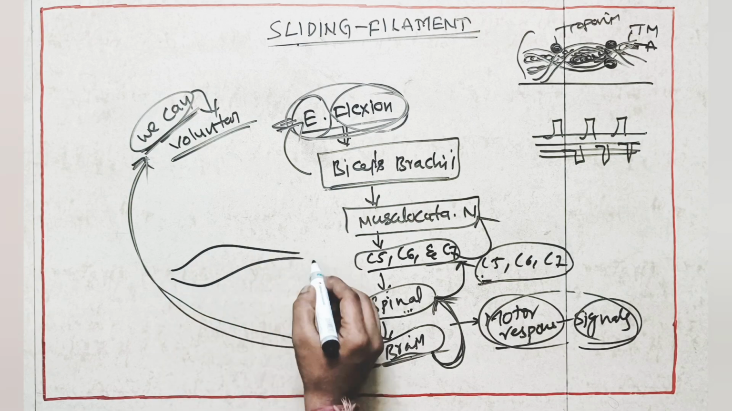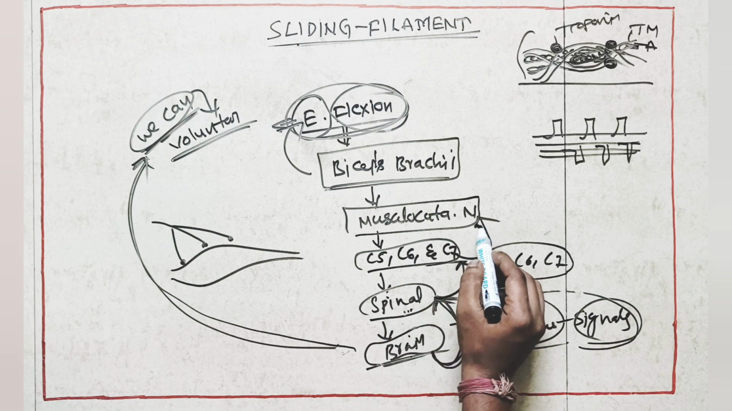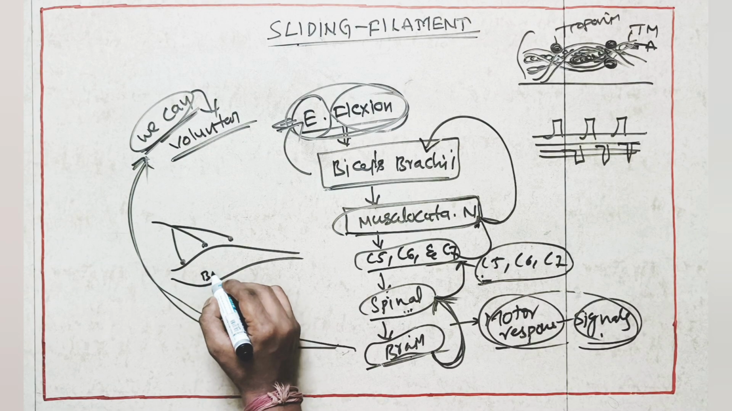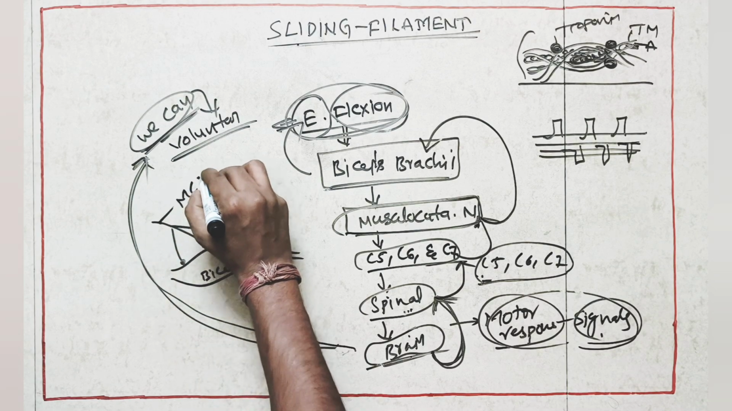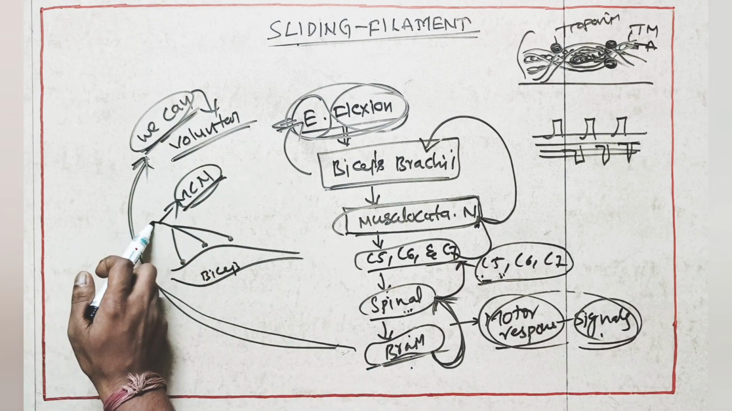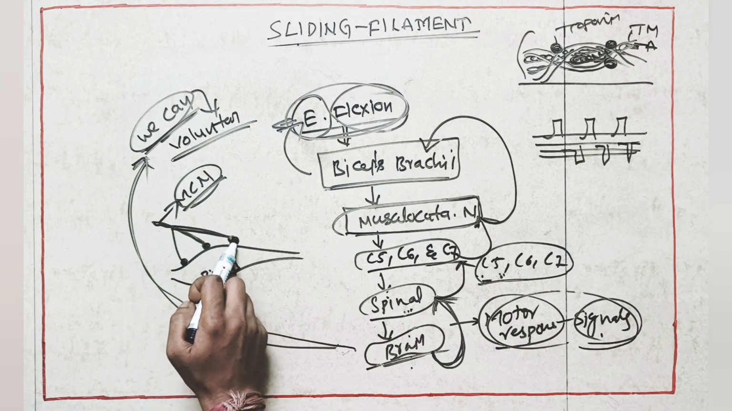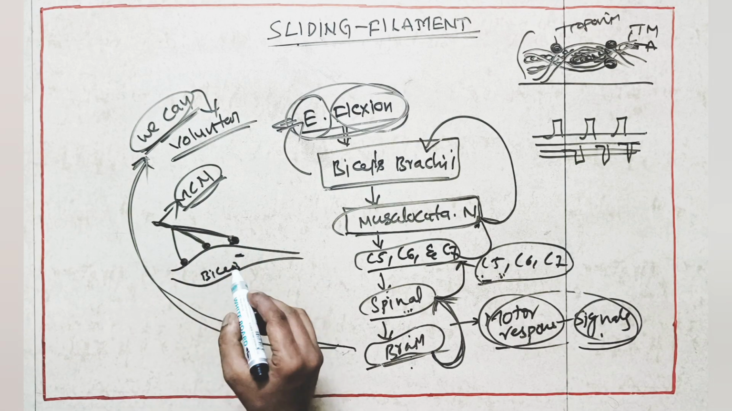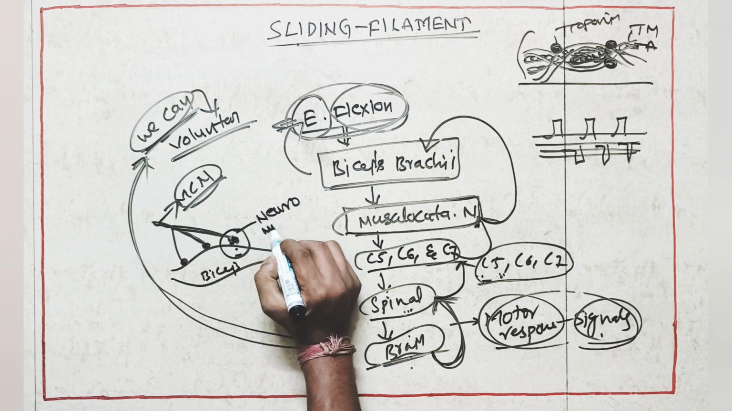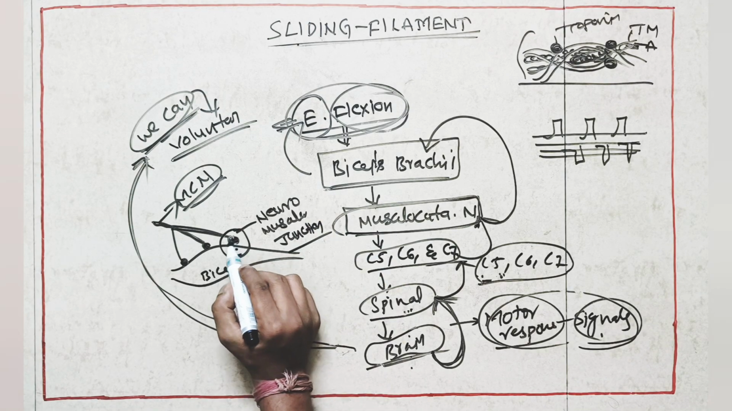The muscle is supplied by nerve fibers. From the musculocutaneous nerve, these signals come to the biceps. Suppose this is the biceps muscle and this is the musculocutaneous nerve. The impulses from the brain come to the musculocutaneous nerve, and its branches are connected to the biceps muscle. The point where the nerve connects to the muscle is the neuromuscular junction.